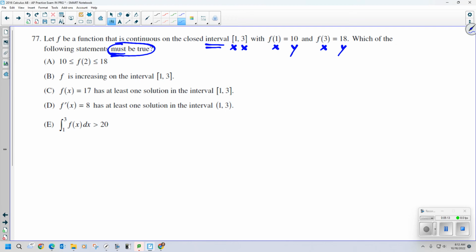Okay? The first thing I'm going to do is draw a graph. Here's where x is 1. Here's where x is 3. No, here's x is 2.